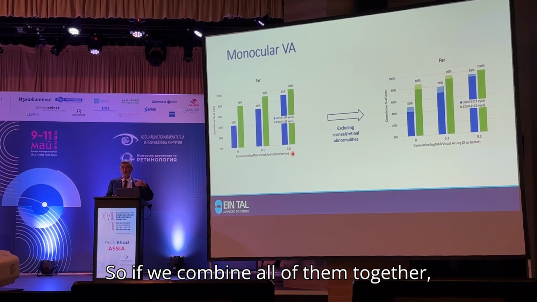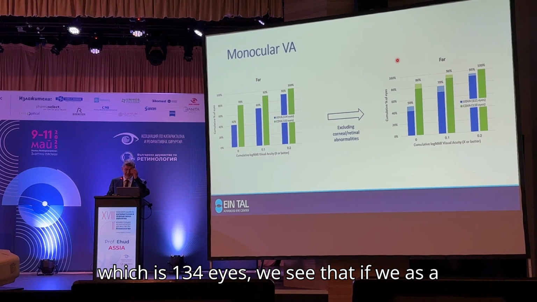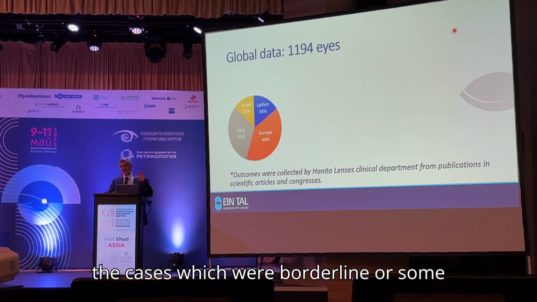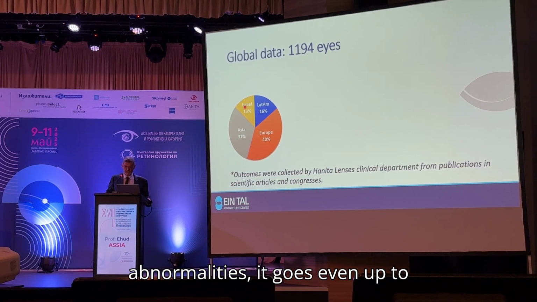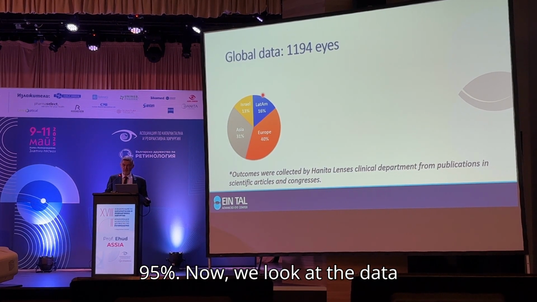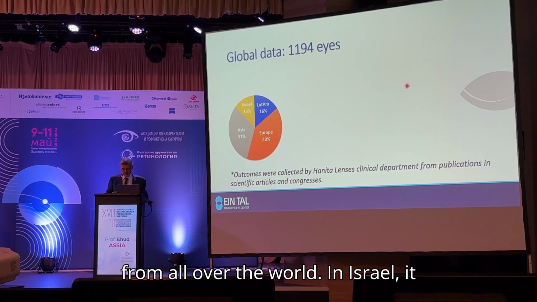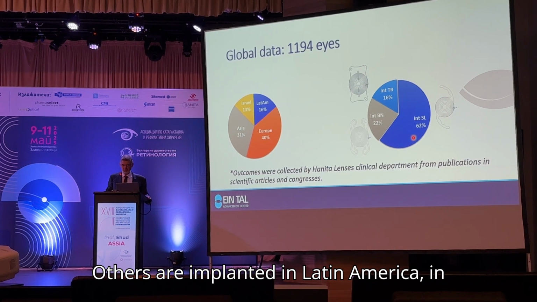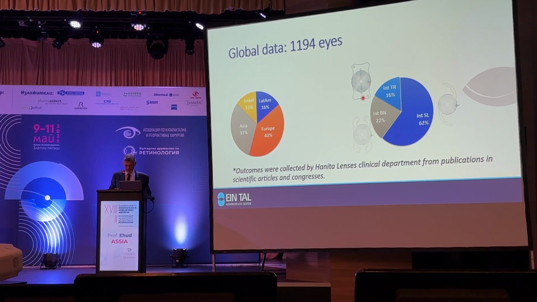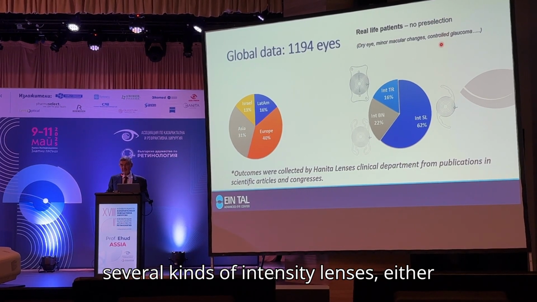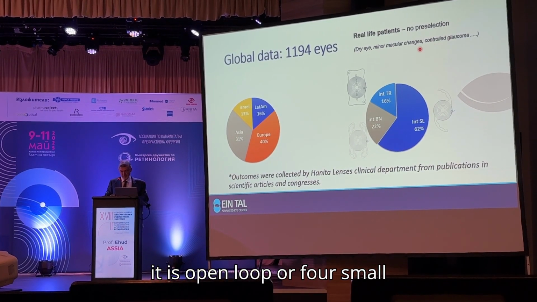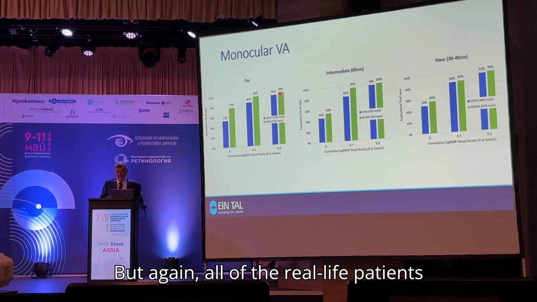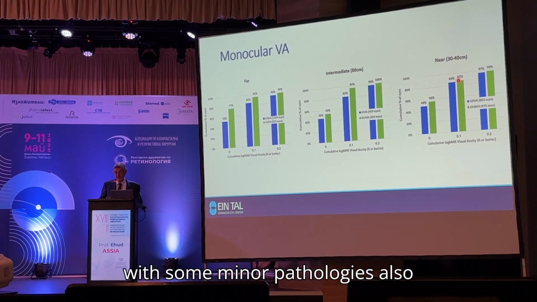So if we combine all of them together, which is 134 eyes, we see that the result is 90% of 6.9, and if we take off all the cases which were borderline or had some abnormalities, it goes even up to 95%. Now we look at the data from all over the world, and in Israel only 30% of the lenses were implanted. Others were implanted in Latin America, in Europe, in Asia, also in this country, and several kinds of Intensity lenses, either open loop or 4 small loops or gray optic lenses. But again, all of them real life patients with some minor pathologies also included.